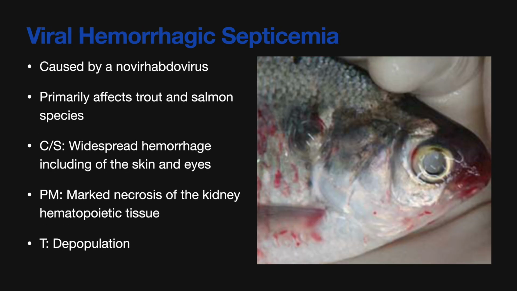Viral hemorrhagic septicemia is caused by a novirhabdovirus and affects trout and salmon species. It causes widespread hemorrhage, including affecting the skin and the eyes. At necropsy, there is marked necrosis of the kidney's hematopoietic tissue.